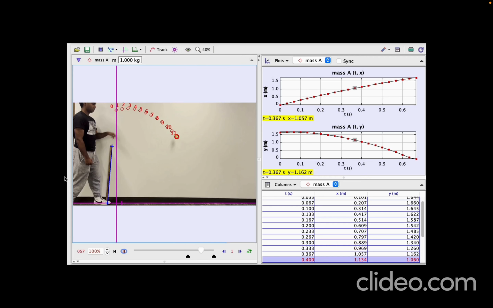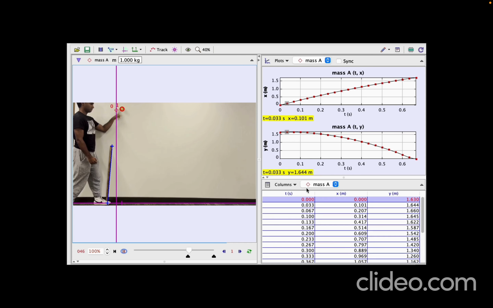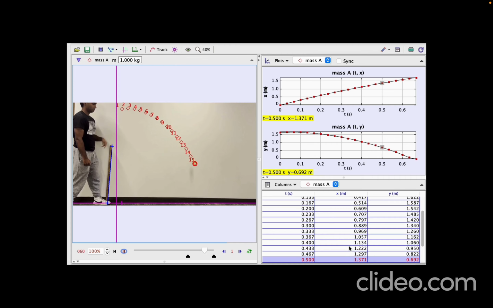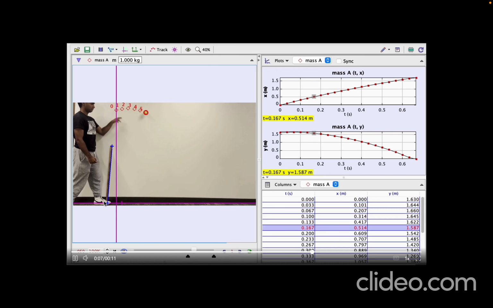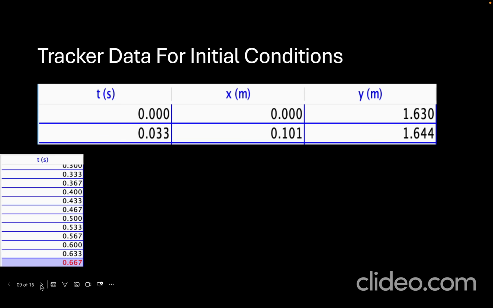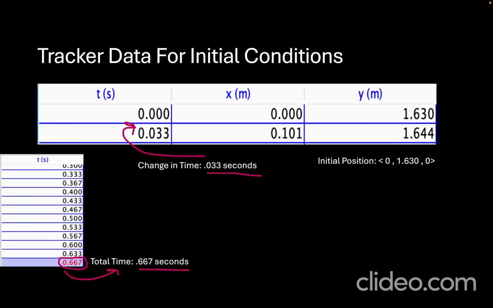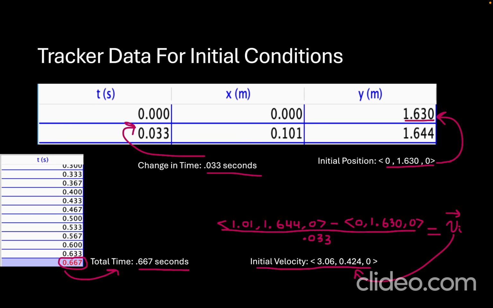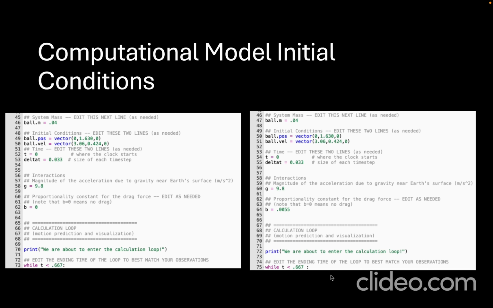So here, this is our Tracker video. This is our Tracker data that we're going to use. This is the calibration stick, and our axis is aligned with the floor. So we're going to get our initial conditions. That's the total time, that's the change in time, initial position, initial velocity. And we found this by taking this position vector, subtracting this position vector, over the change in time to get initial velocity, in meters per second.